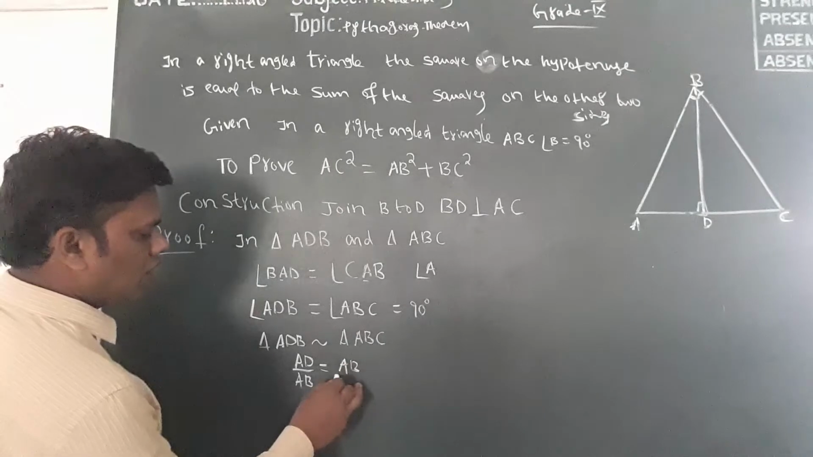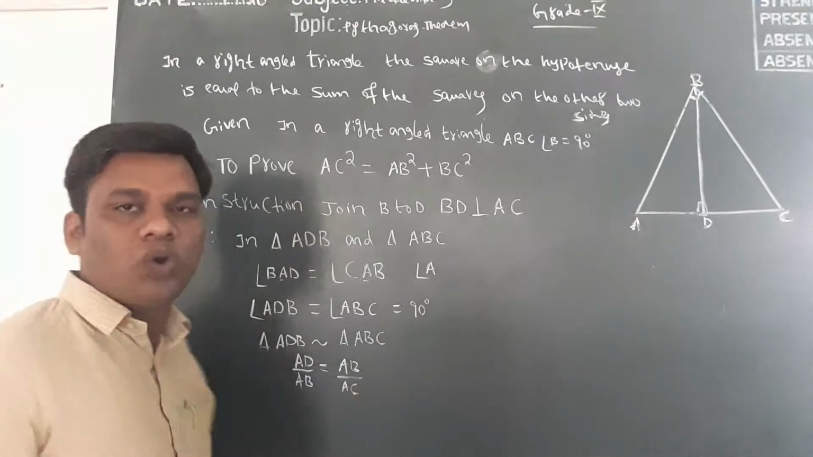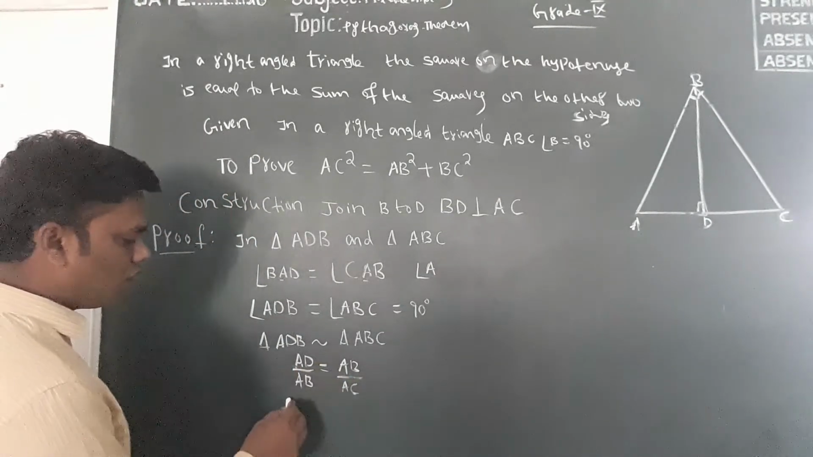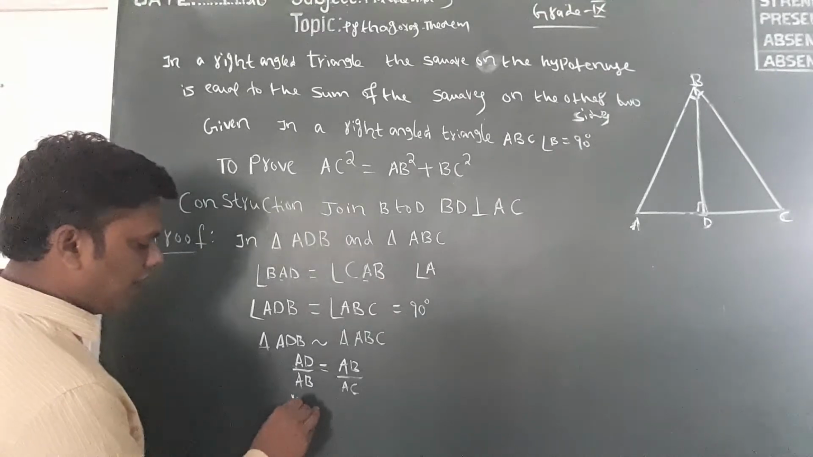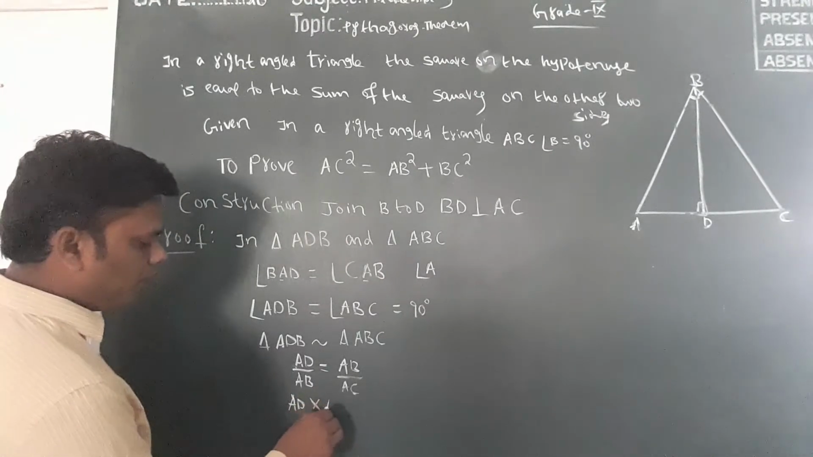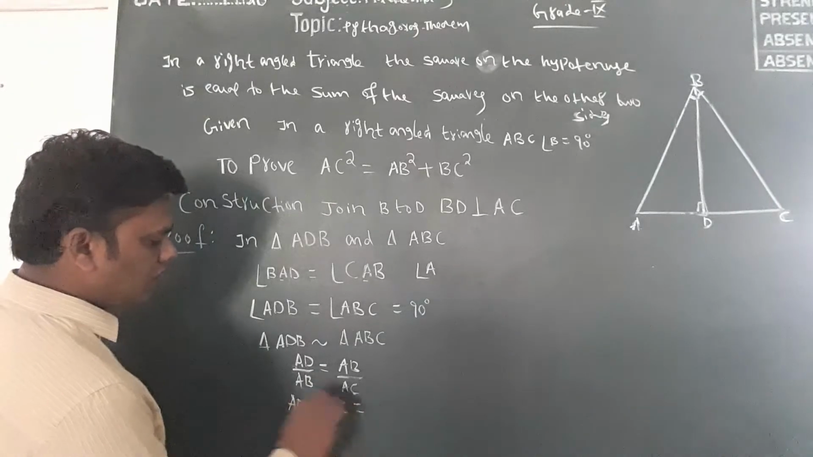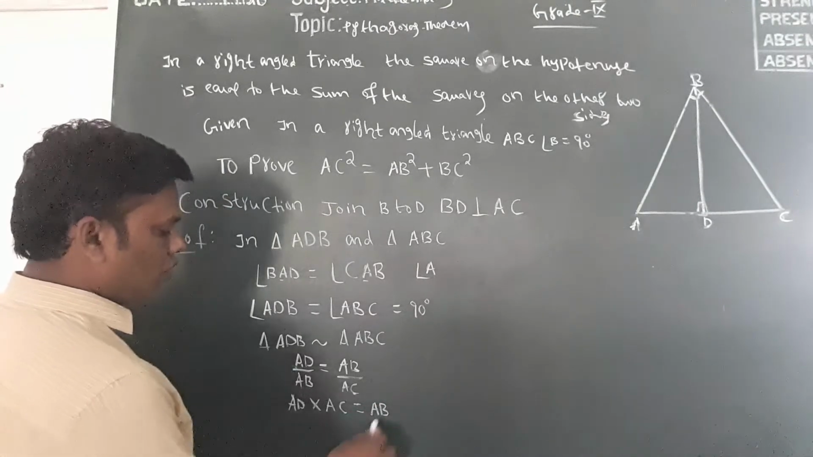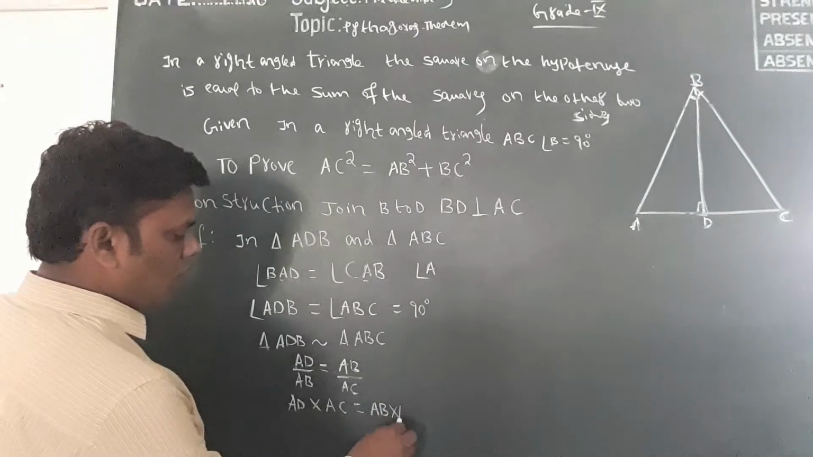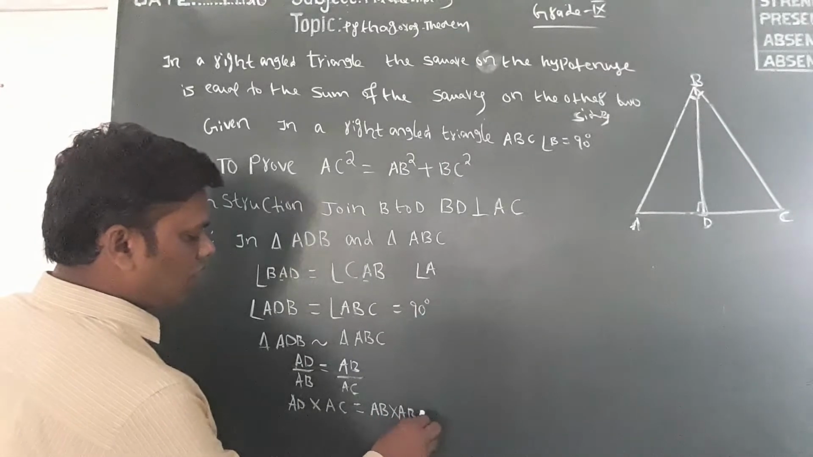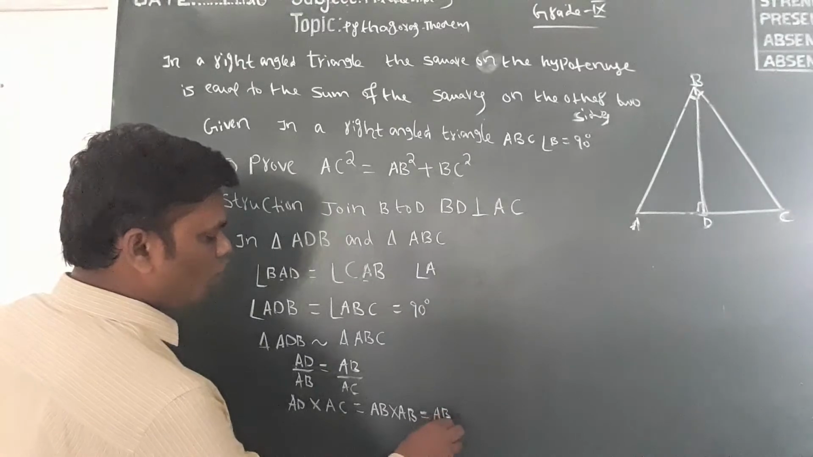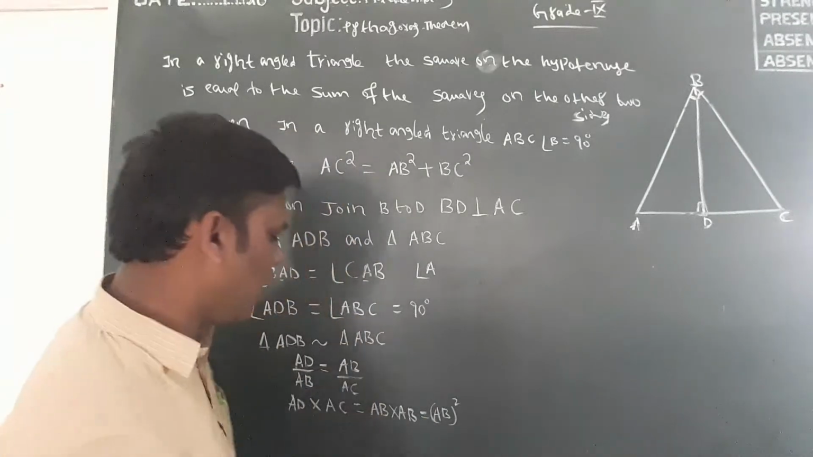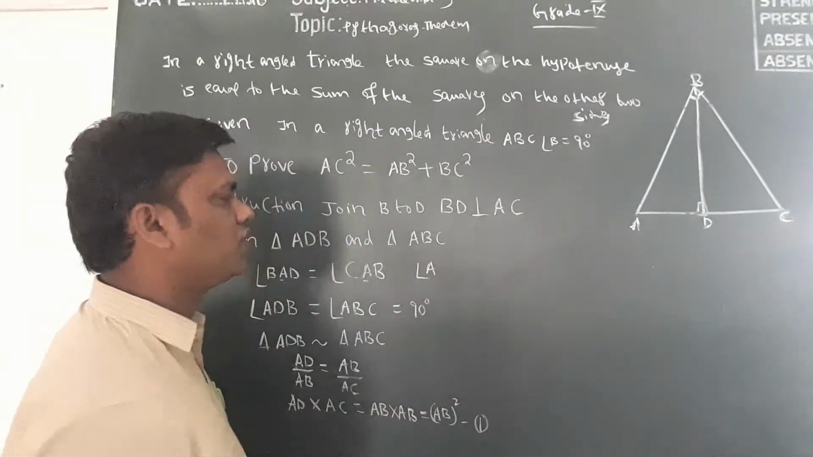AB upon AC. Yes or no? From this we can write now AD into AC equals AB into AB. AB into AB is nothing but AB square. Yes or no? Means AD into AC equals AB square. This I am taking as the first equation.